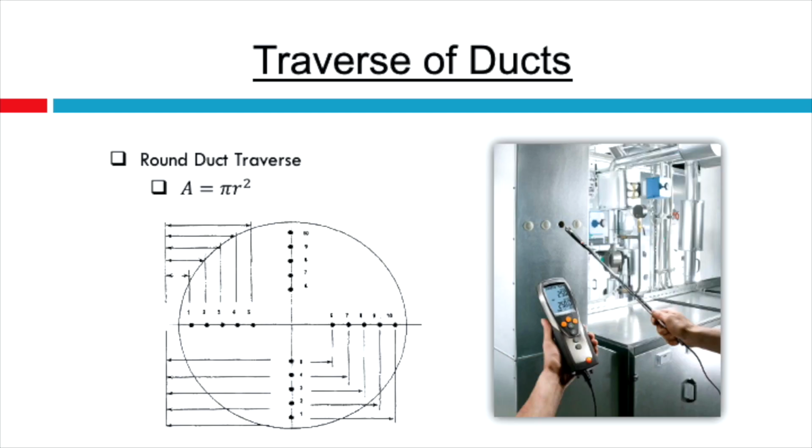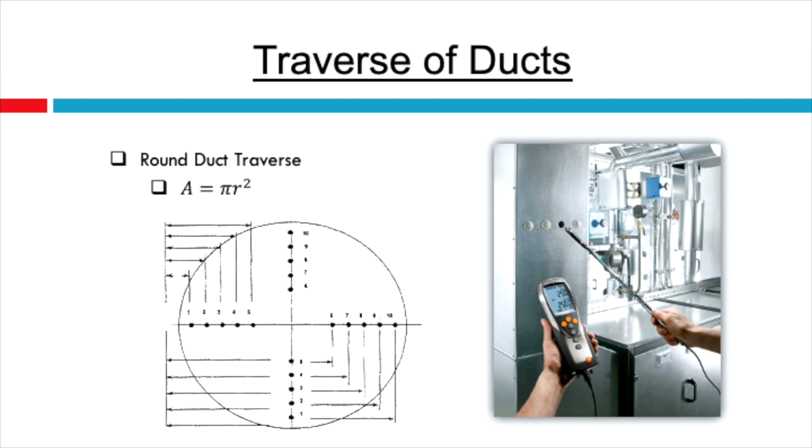It's as easy as that. A little tougher with round duct traverse. If you're gonna do a traverse of a round duct, remember you need to find the area first. That's gonna be pi times the radius squared. The radius is half the diameter. So if we had that 5-inch duct I was talking about, the radius would be 2.5 inches. And of course, pi is 3.14.